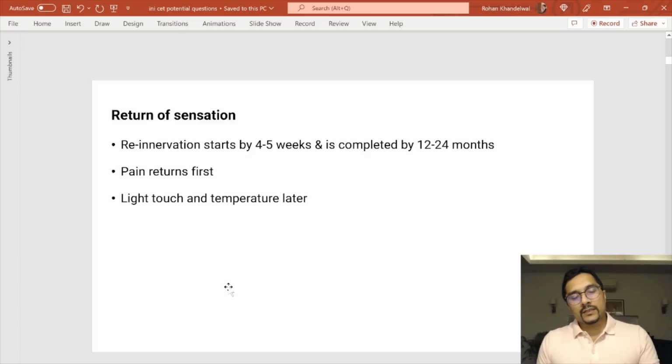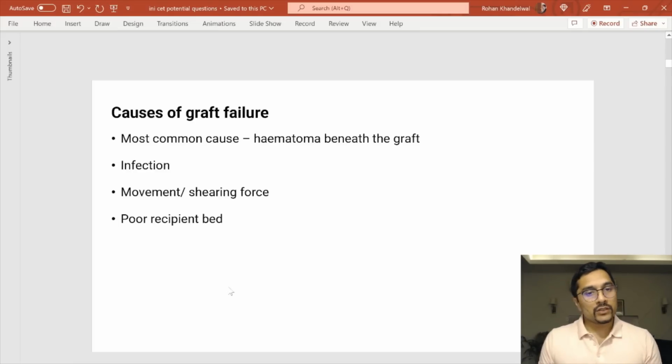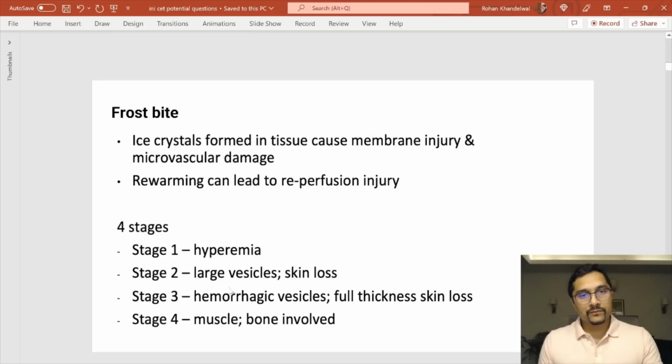Reinnervation in a graft starts at 4 to 5 weeks and is completed by 12 to 24 months. And you should remember that pain is the first sensation which returns, and light touch and temperature return later. The most common cause of graft failure is a hematoma beneath the graft. Others are infection, movement or shearing force, and poor recipient bed.